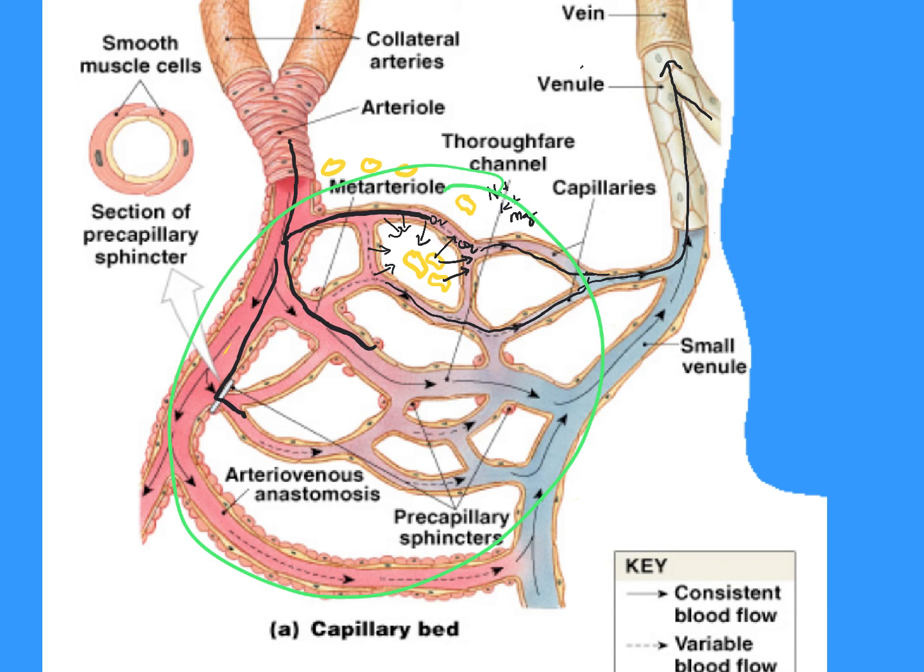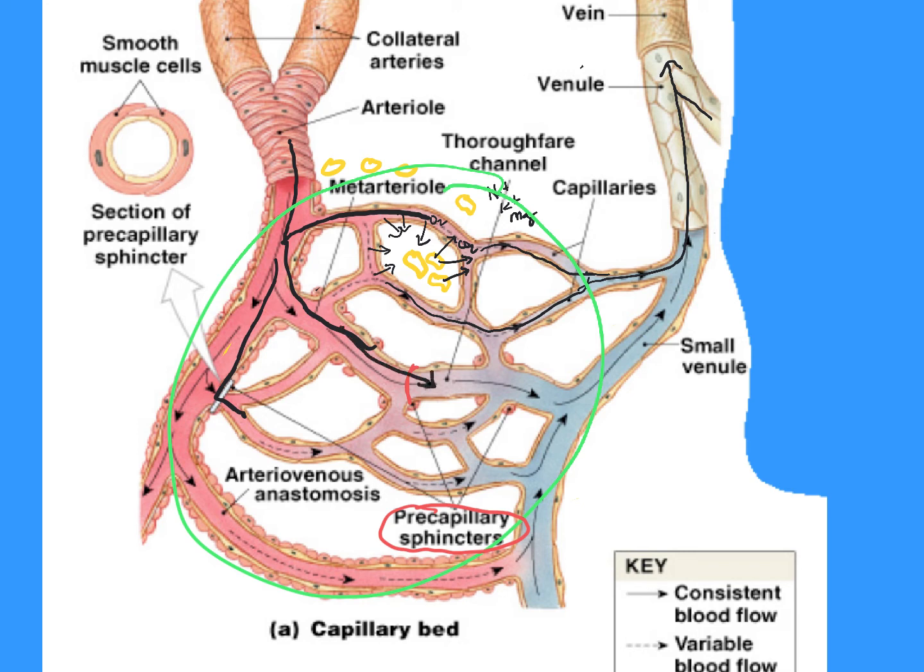What's interesting about these capillary beds is they have some structures. Let me see, I'm running out of colors to use here. I guess I'll just use red. These capillary beds have what we call pre-capillary sphincters, these structures. And they're essentially circular muscles. That's what a sphincter is, right? Essentially circular muscles that are going to contract and relax to regulate blood flow through the capillary bed.